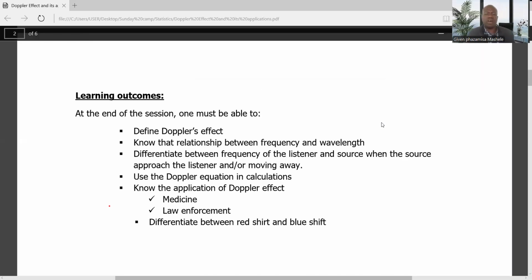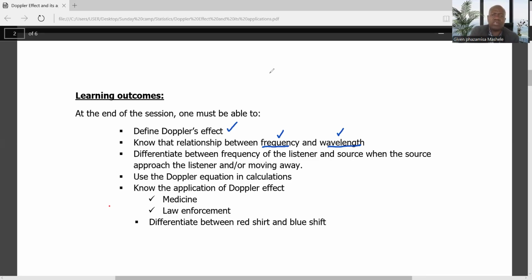Number one, we defined the Doppler effect. I believe you are sorted in terms of the definition. So now I want us to look at the relationship between the frequency and the wavelength, either in sound or in light. Let me take you through grade 10. You recall that in grade 10, when we were talking about waves, let me just say wave, not necessarily the wavelength.